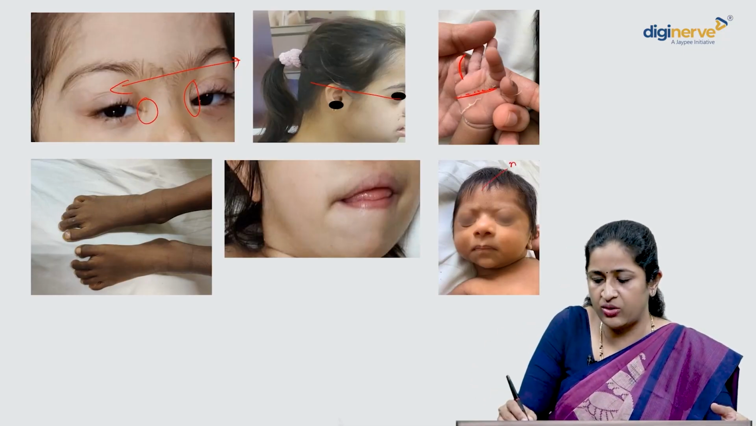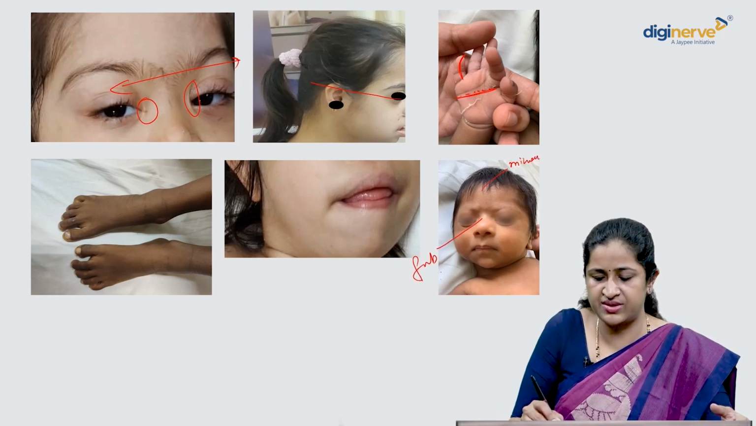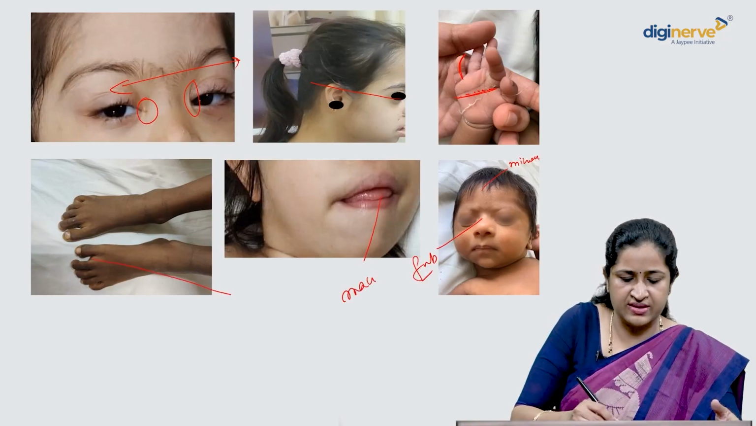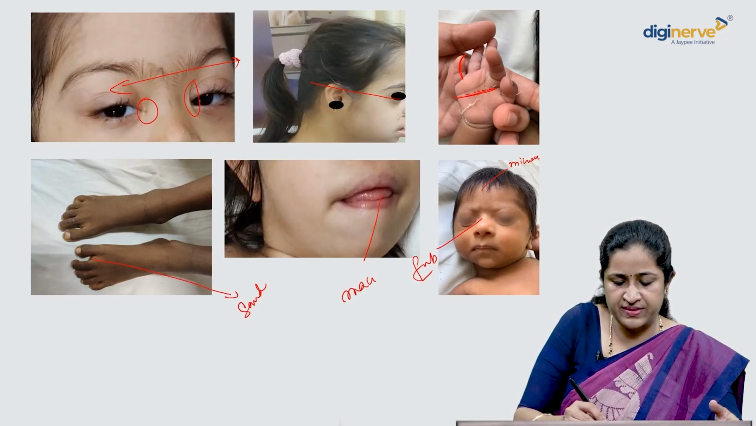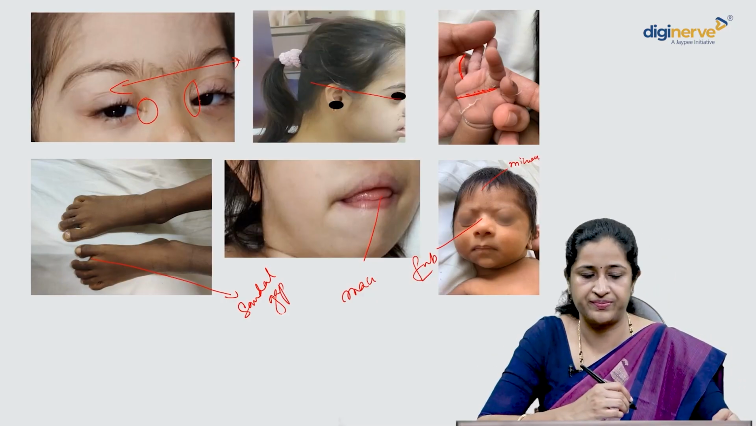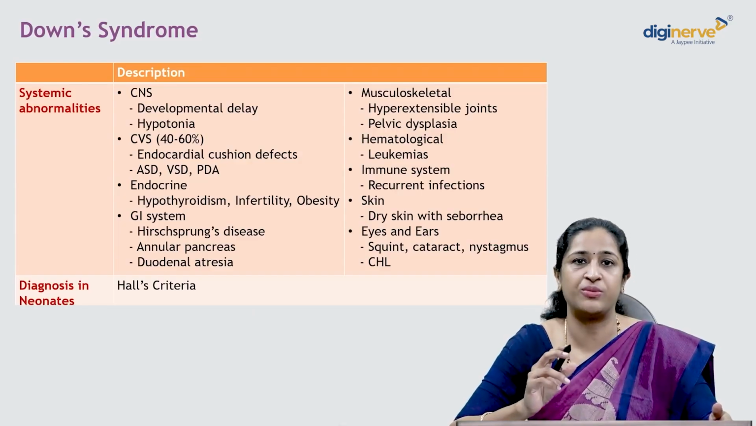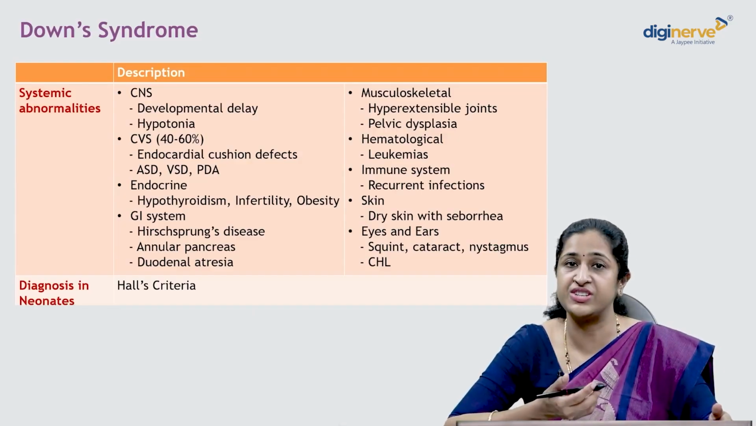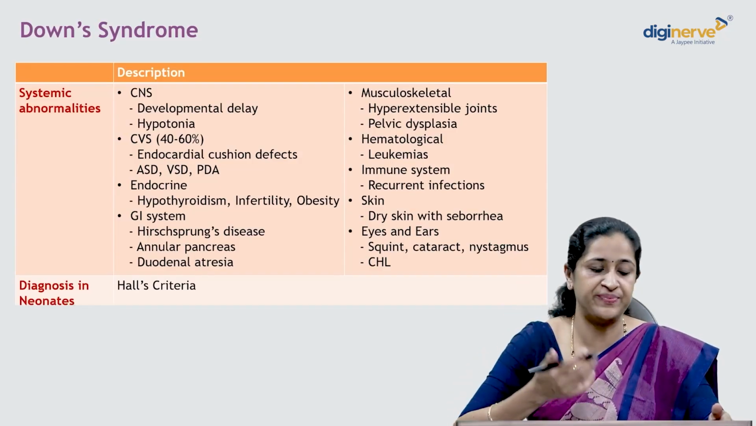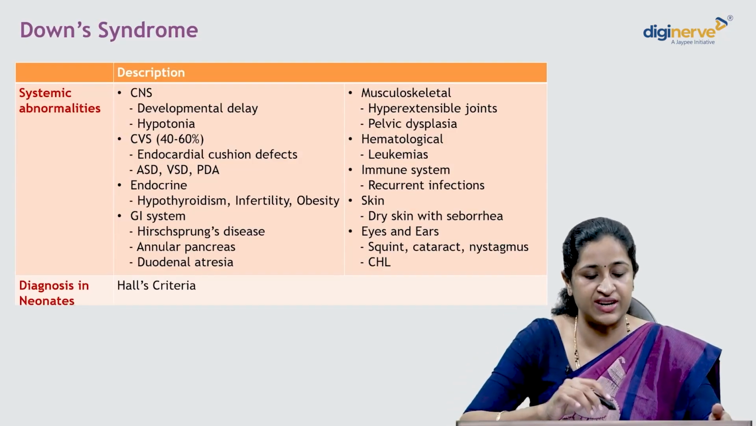Here you have the microcephaly, flat nasal bridge, macroglossia. This is the sandal gap. So these are the features of Down syndrome. Now coming to the congenital anomalies of Down syndrome. We have just finished the external anomalies which are seen in the dysmorphism. Now we are going to look at the congenital anomalies.